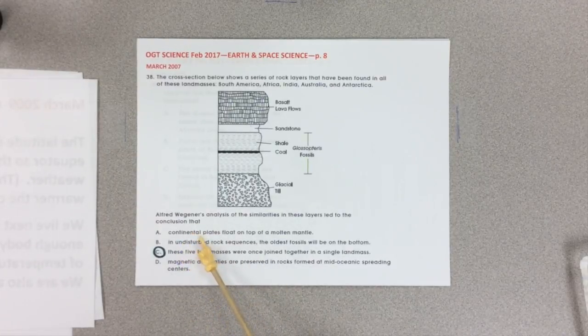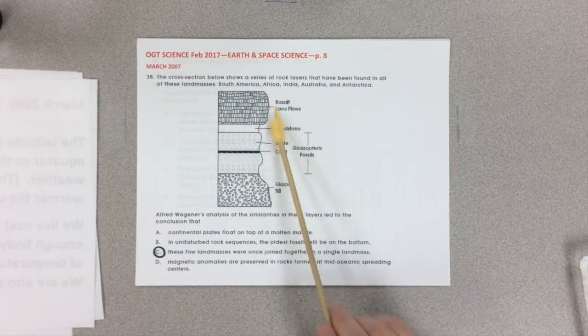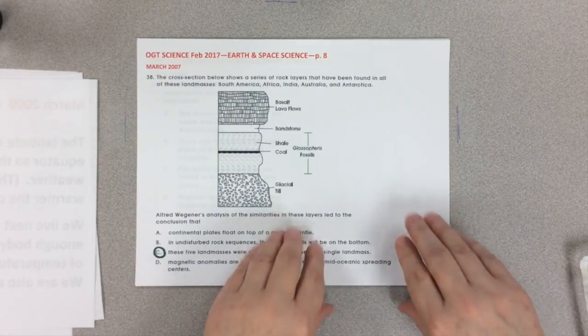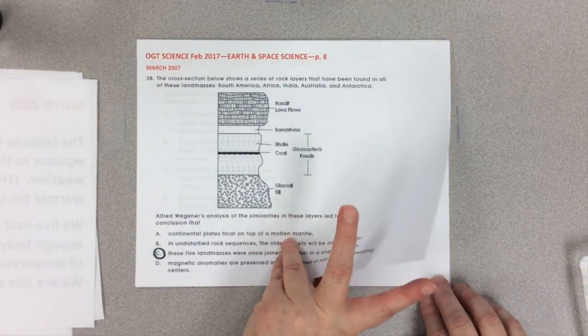This does not tell us that the continental plates necessarily flowed on top. That is probably true too, but this doesn't support that. This supports the fact that they were probably all connected at one time. And it says an undisturbed rock sequence is the oldest fossils are on the bottom. That is also true, but that's not what this is proving, just because that's true no matter where you go. And magnetic anomalies are preserved in rocks formed at mid-oceanic spreading centers. I don't know about that. I think that's something they just threw in there as a detractor.